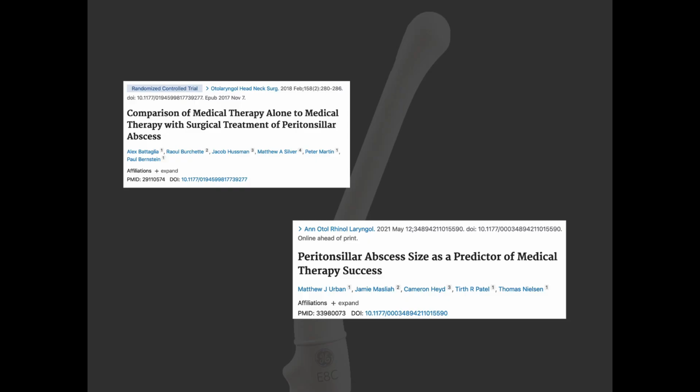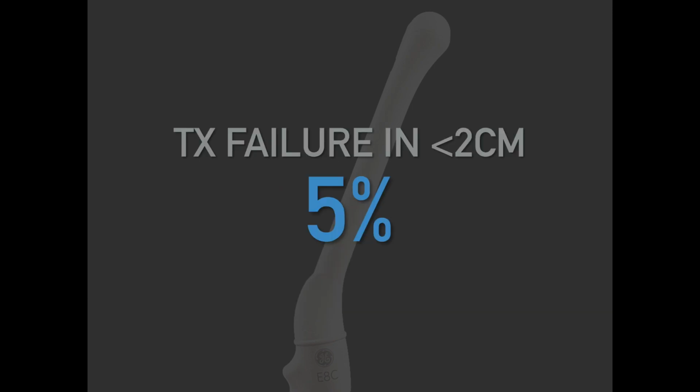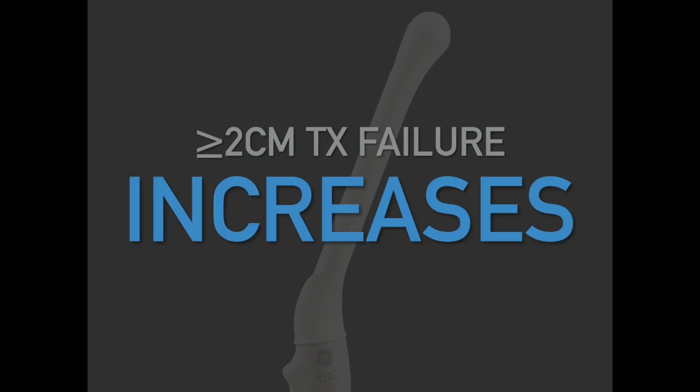And I think the jury's still out, but there's a couple of studies that have been done that have looked at this. They asked, should we be doing surgical management? Does that change things for the patient? And it turns out that treatment failure in abscesses less than 2 centimeters is about 5%, no matter if you do surgical management or medical management alone. And greater than 2 centimeters, the treatment failure increases, but there's no real difference in the treatment failure between medical and surgical management, at least in one study, which is kind of interesting.